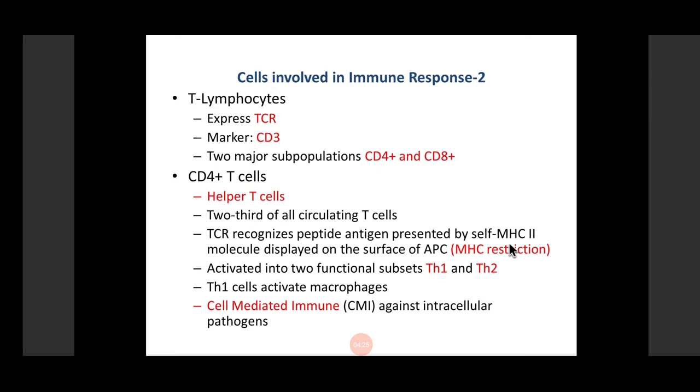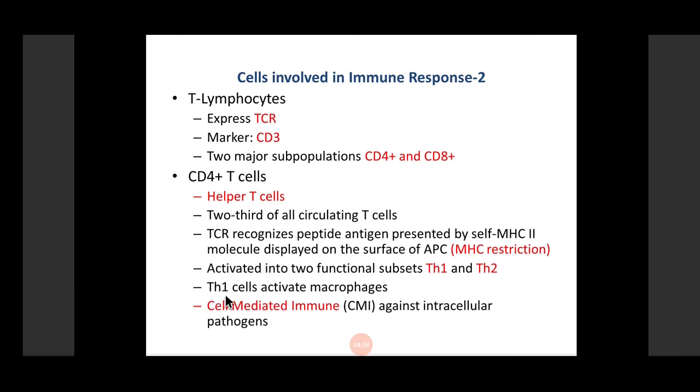So if I say that T helper cell is restricted to which MHC, can you give an answer? Quick, if you are listening. CD4 positive T cell or helper T cell is restricted to which MHC? You will say it is restricted to MHC class 2. It means that it can only recognize antigen which has been processed and then presented in the context of self MHC class 2. Okay. Once the helper T cell gets activated, it further subdivides into two functional subsets, Th1 and Th2.